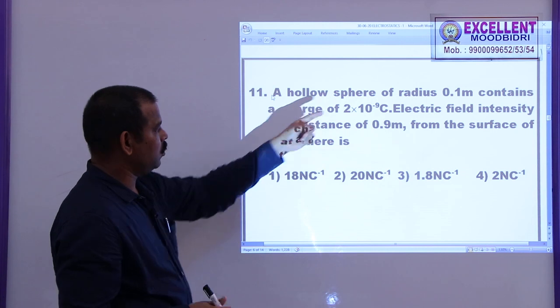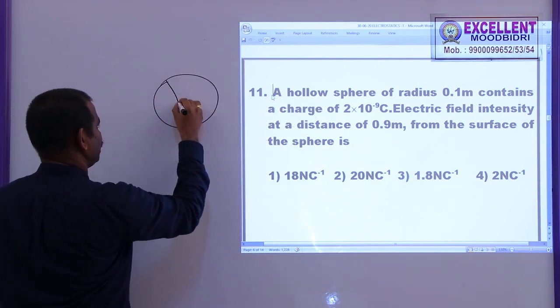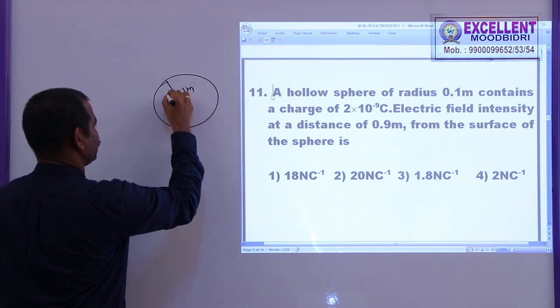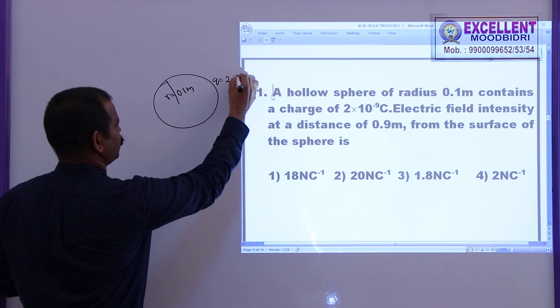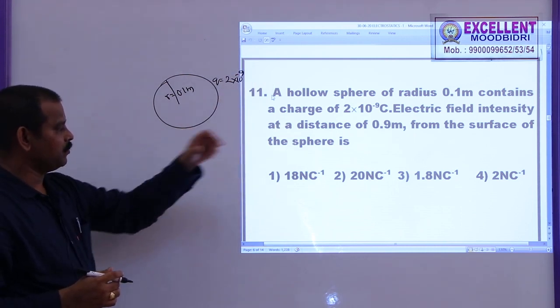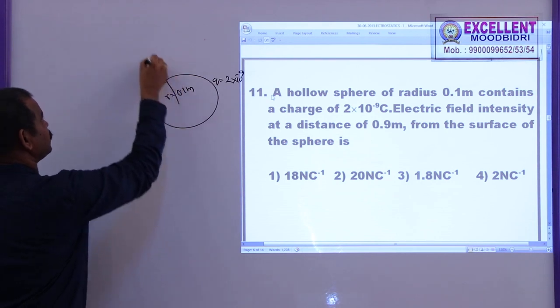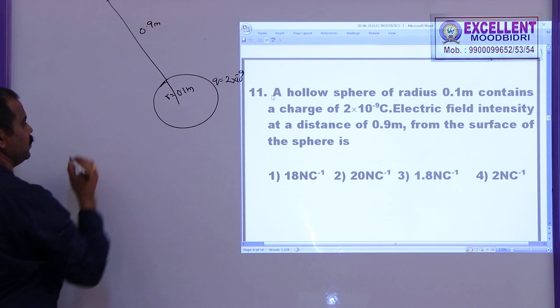11th one, a hollow sphere of radius 0.1 meter. So this is a sphere, radius 0.1 meter, and it has a charge Q of 2 into 10 power minus 9 coulombs. Find the electric field at a distance 0.9 meter from the surface of the sphere. From the surface at 0.9 meters, what is the electric field?